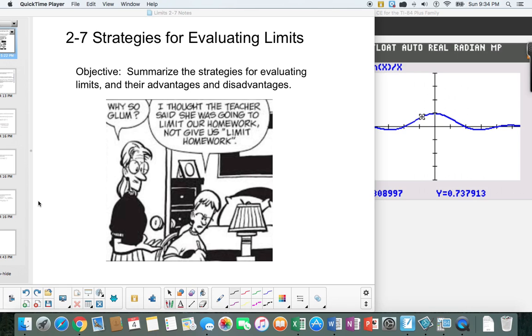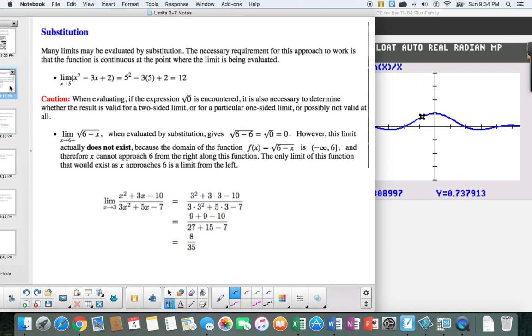2-7 Strategies for Evaluating Limits. The first technique you should use is substitution. See if it works. If you put those numbers in, you get the answer. And that way you're using the limit theorems and you get your limit. There is a caution though.